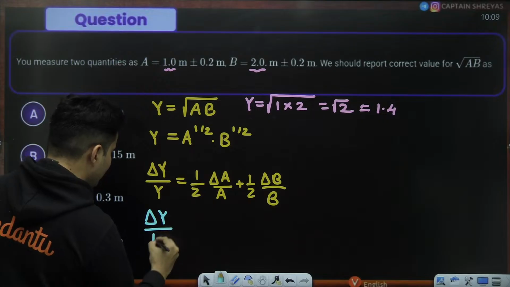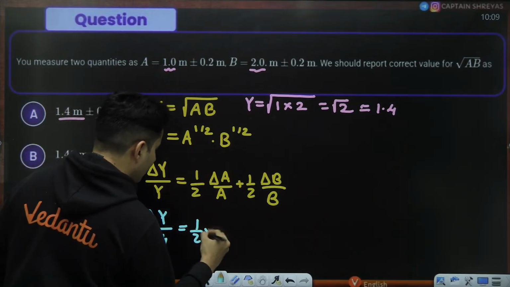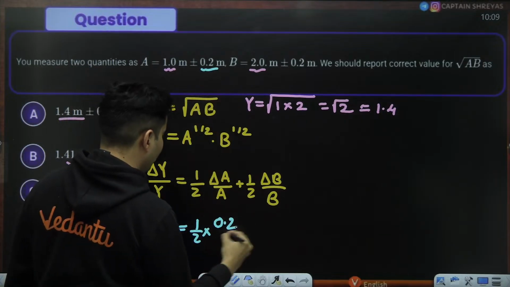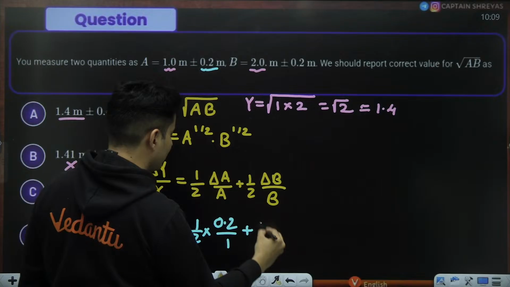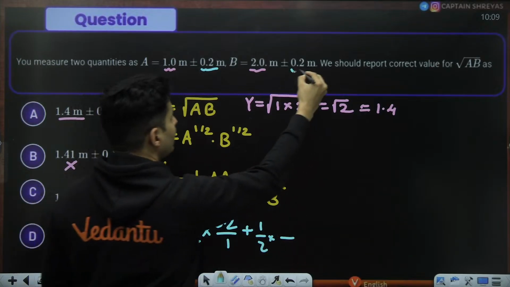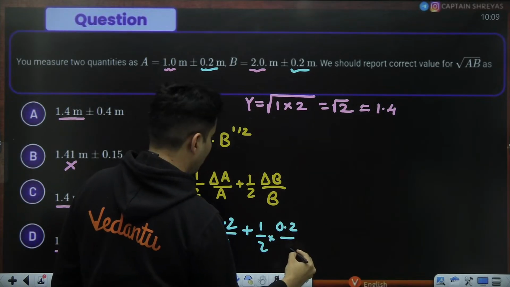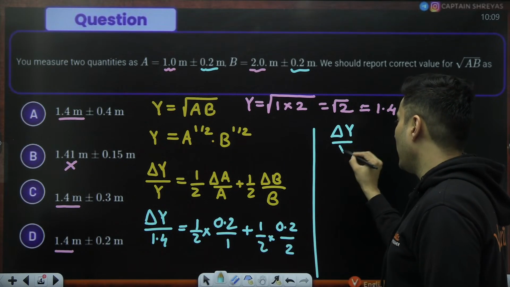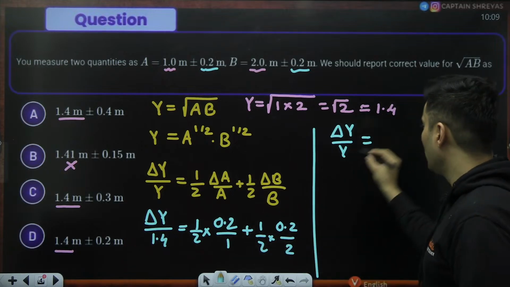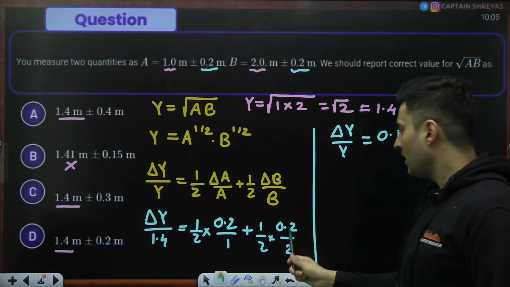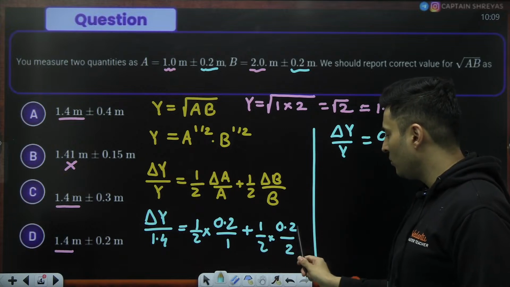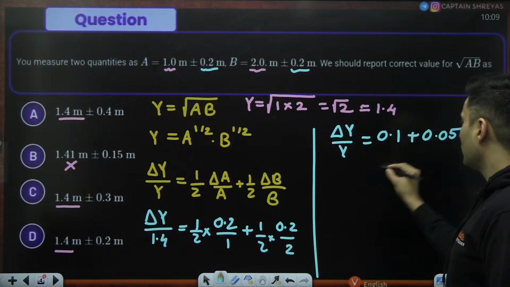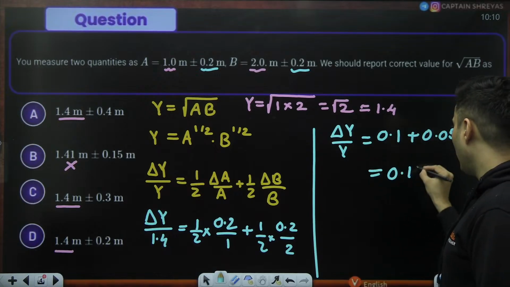Now talking about this particular thing, what is the value of delta y? We know the value of y is nothing but 1.4. This is half multiplied by delta a. Delta a is nothing but 0.2 divided by the value of a, which is nothing but 1, plus half into delta b, which is nothing but 0.2 divided by 2. Now what to do? This will be nothing but delta y by y is equal to 0.2 by 2, which is 0.1, my dear students, and 0.2 by 2 is again 0.1, so 0.1 divided by 2 is nothing but 0.05. So this will be nothing but 0.15.